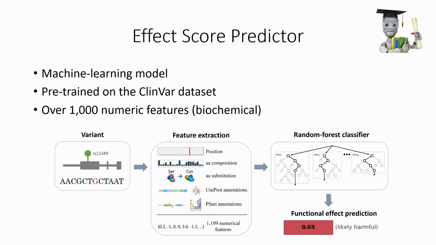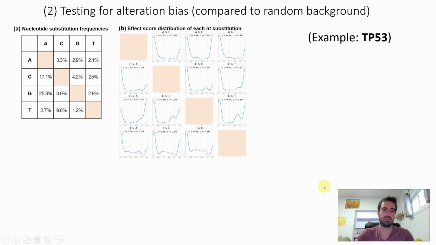The way we assign those effect scores is through a machine learning model that was pre-trained on the ClinVar dataset. And importantly, this dataset is completely independent of the cancer cohort that we then used with Fabric. So for each variant, we extract different functional and biochemical features, so over 1,000 numeric features overall. And we then feed them to a standard machine learning algorithm and get the predicted effect score for the variants.